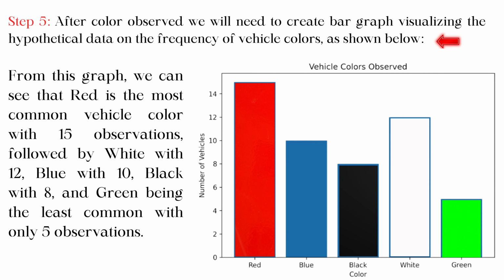Step 5. After colors are observed, we will need to create a bar graph visualizing the hypothetical data on the frequency of vehicle colors, as shown below.